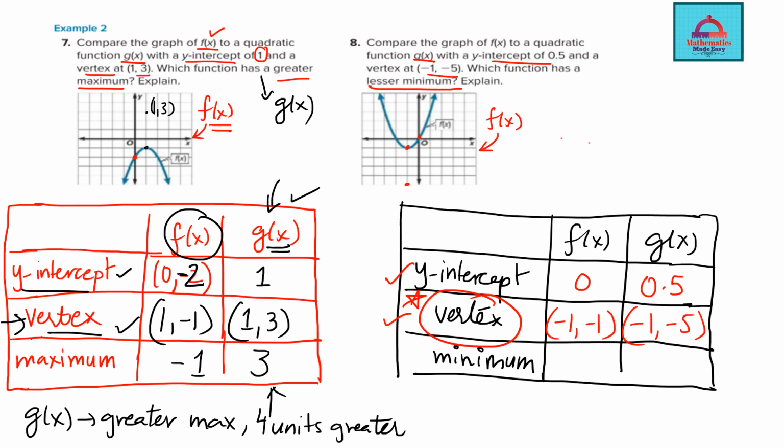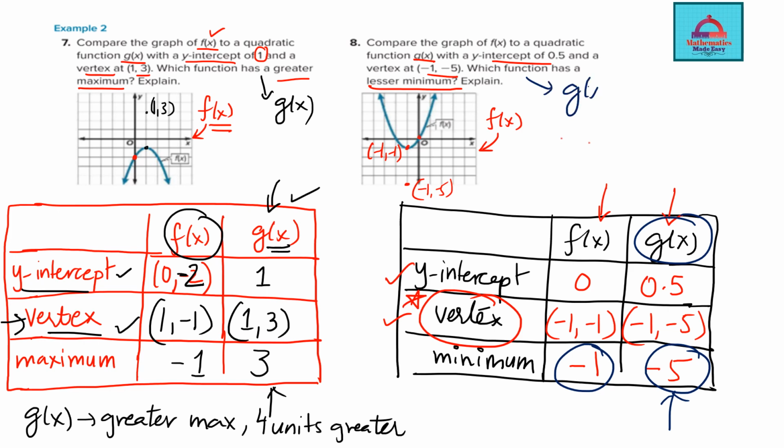So which one is lesser? Now compare. This point is (-1, -5), which is the vertex of g(x). And this point is (-1, -1), which is the vertex of f(x). Both vertices you have drawn. So which one is lesser? Because we want the lesser minimum. Definitely the lesser one is for g(x), again -5, because -5 is lesser than -1. So the answer for this question is also g(x).